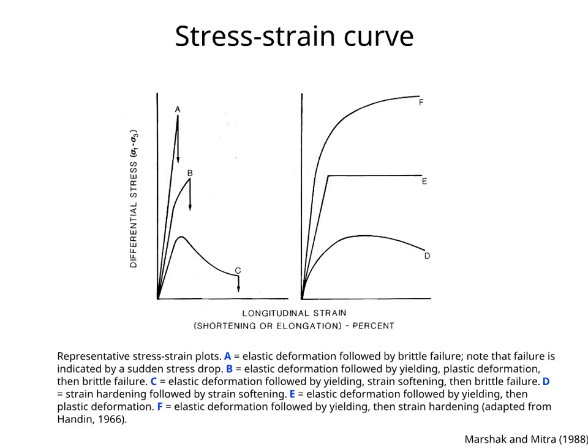This figure shows representative stress-strain curves. A is elastic deformation followed by brittle failure. B is elastic deformation followed by yielding and failure. C is elastic deformation followed by yielding, strain softening, and failure. Strain softening means less stress is required to strain the sample. Strain hardening is the opposite. D shows strain hardening followed by strain softening. E is elastic deformation followed by yielding and plastic deformation, where the sample deforms at the same level of stress. And F is elastic deformation followed by yielding and strain hardening.